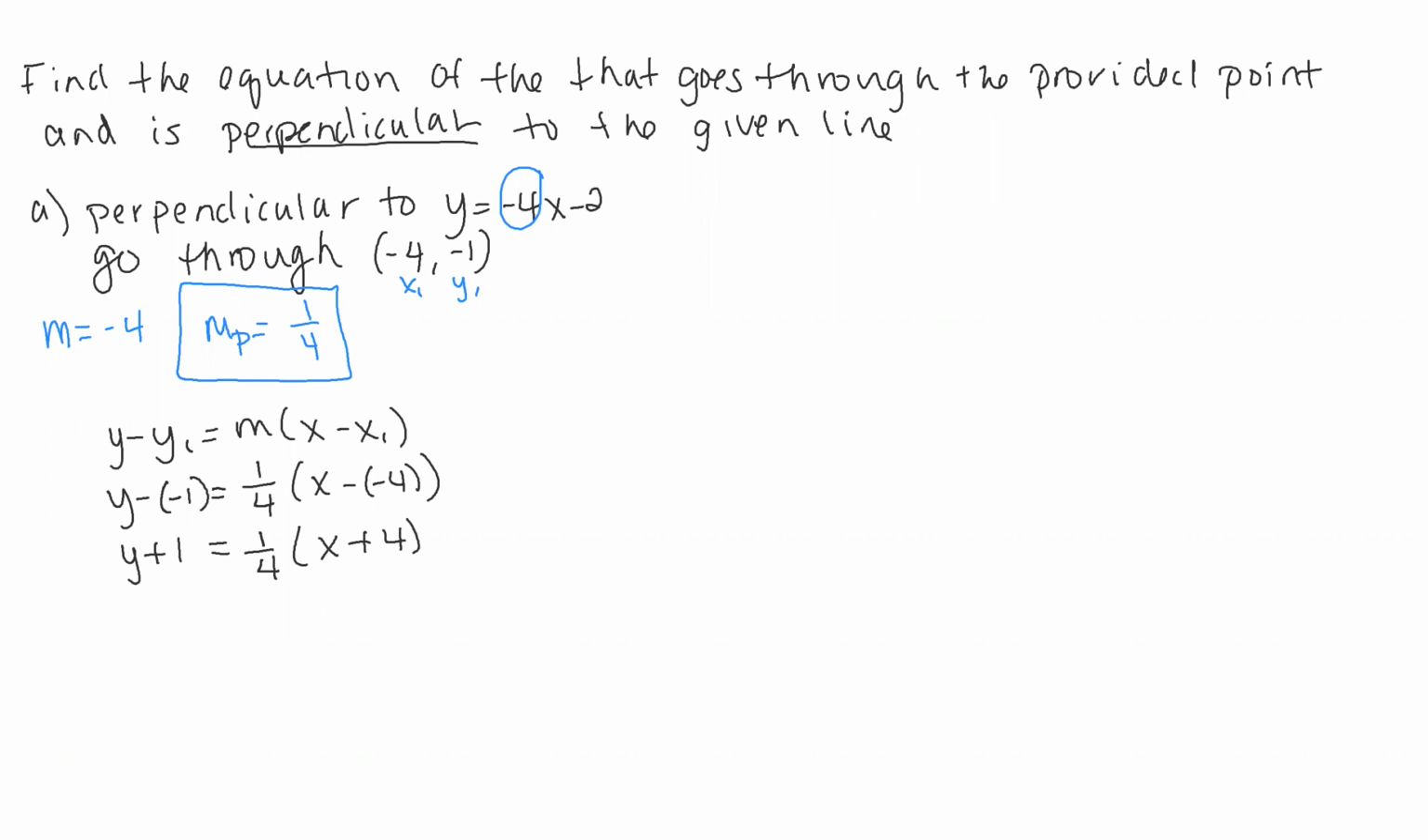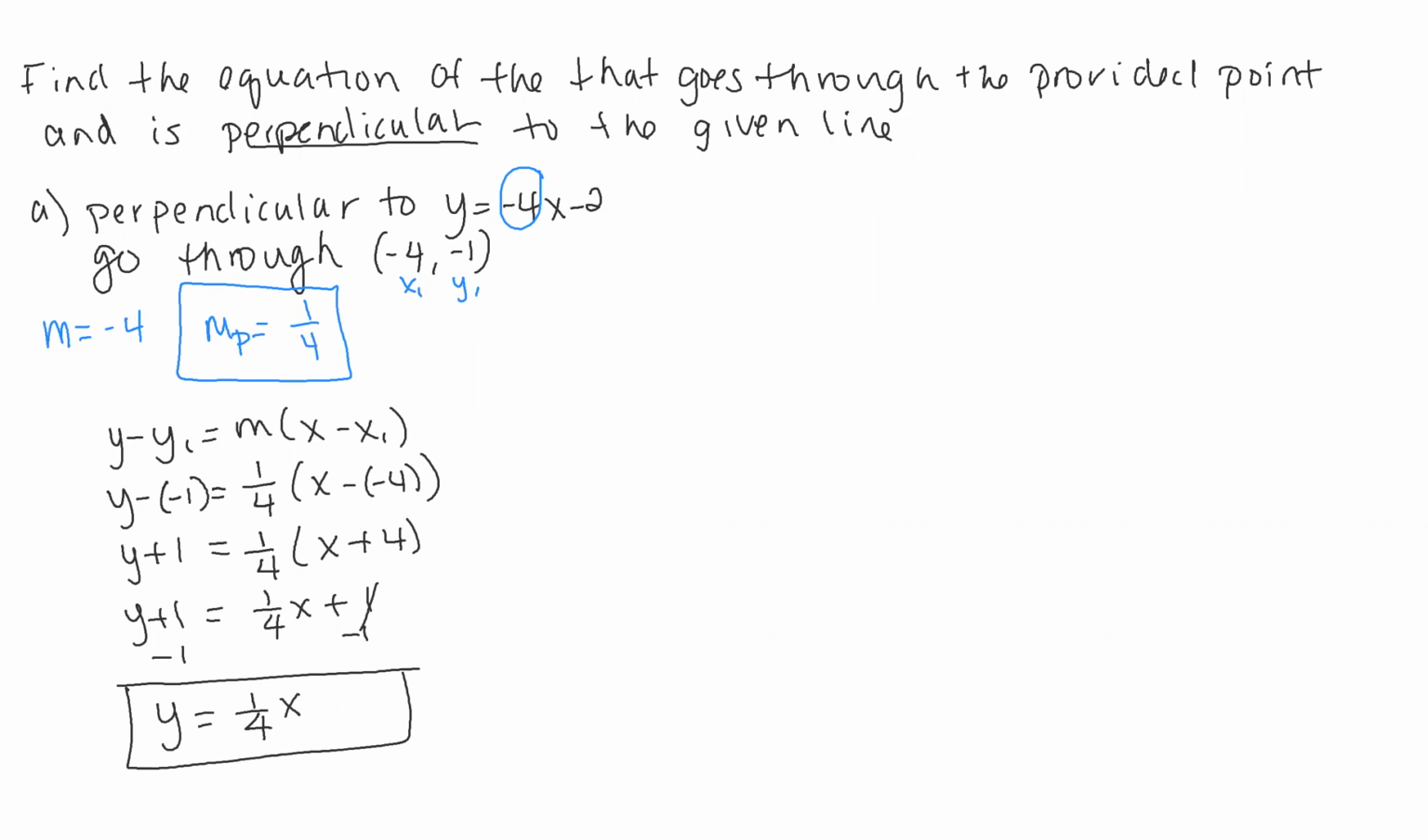All right. I then want to distribute. So I get y plus 1 equals 1/4 times x. And then 1/4 of 4. Well, 1/4 of 4 is 1. I'm multiplying a positive and a positive. So I'm just going to get +1 here. Now I need to subtract 1 from both sides, which is fine. And I get y equals 1/4 x. The ones end up canceling.